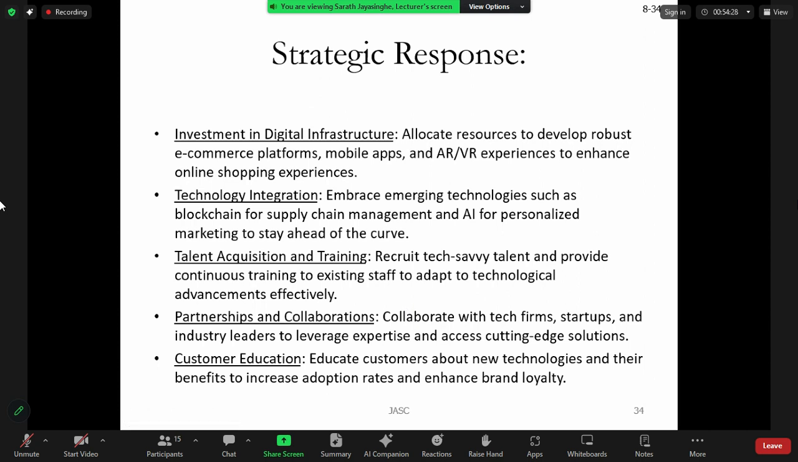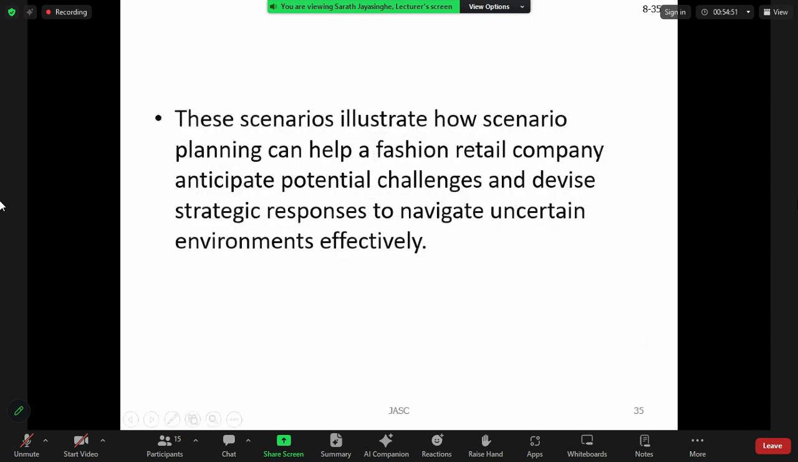So if you are having some kind of scenarios, if you are anticipating something, then you have to be ready with how we can tackle or respond to those scenarios. These scenarios illustrate how scenario planning can be applied to a company, anticipate potential challenges, and give us a strategic response to navigate uncertainty.